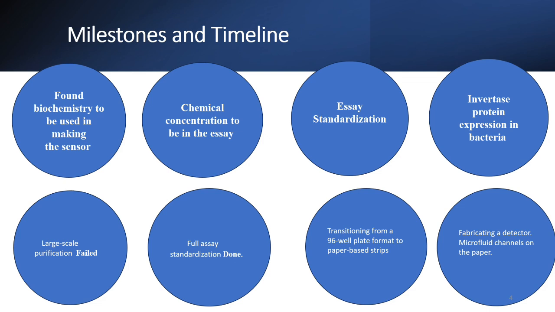For the milestones and timeline: what we have achieved until now and what we are going to do next. We have already determined the chemistry to be used in the sensor. Specifically, we are using the quad pod assay. The concentrations of reagents required for the reaction have already been determined. Currently, we are conducting two assays, one with invertase, one without invertase. Standardization of these assays has been completed and we are focusing on optimizing the assay parameters.